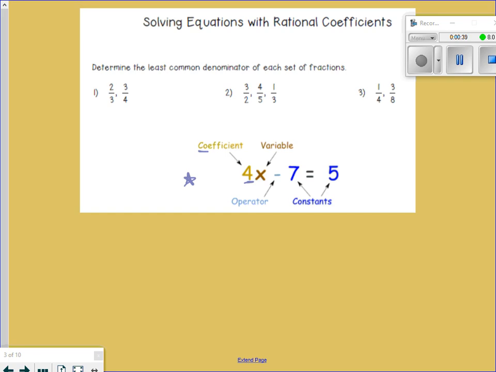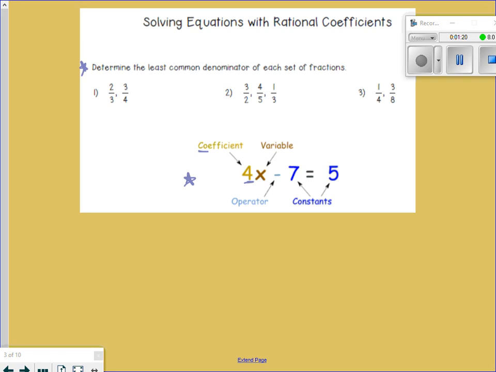Today we're going to be looking at rational numbers, which are fractions and decimals, when we're solving equations. We are going to first solve equations with fractions. To do that, we're going to determine the least common denominator of each set of fractions. Then we're going to multiply by that least common denominator, so we'll no longer have a fraction when we're solving equations.